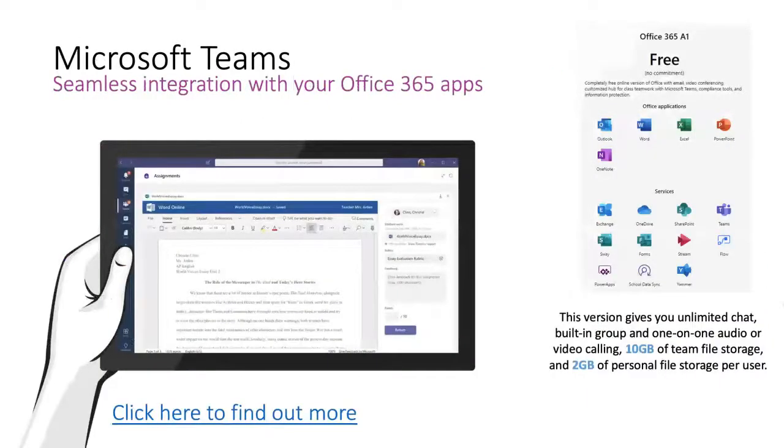So Microsoft Teams, as I mentioned, is included with an Office 365 A1 plan. An A1 plan is the basic entry level for educational institutions to participate in, because it's free. There's no commitment from Microsoft in order to obtain this service. That version gives you unlimited chat, built-in group and one-to-one audio, as well as 10 gig of team file storage. And on top of that, each user will have 2 gig of personal file storage as well.